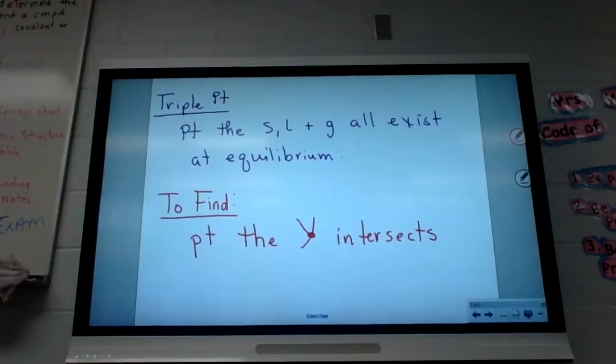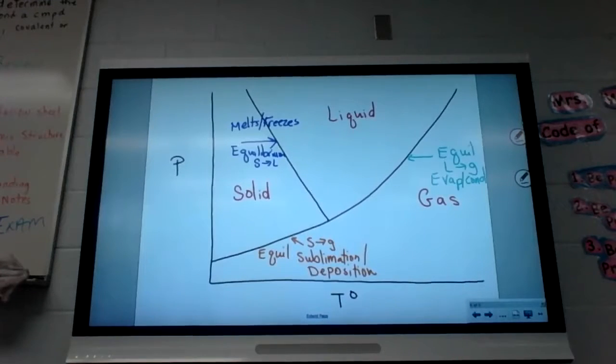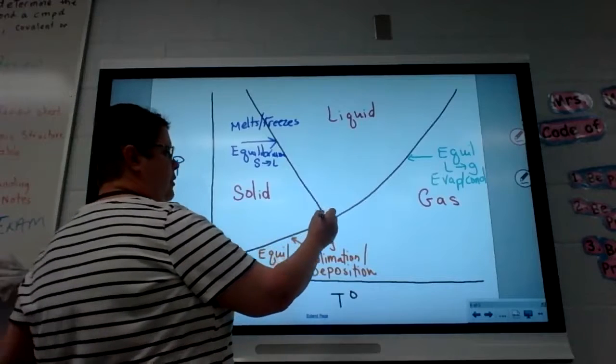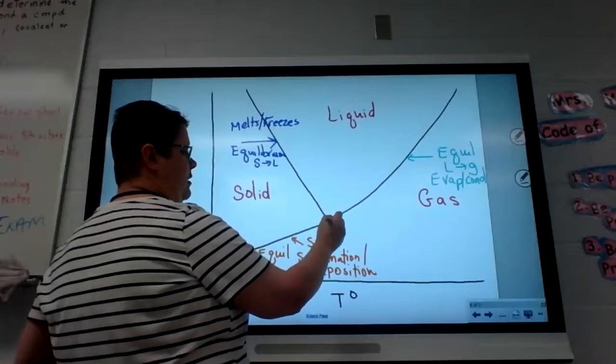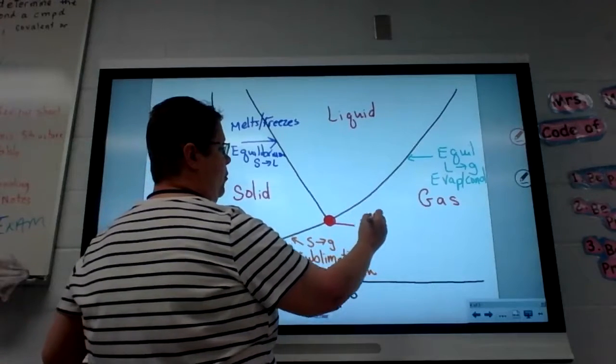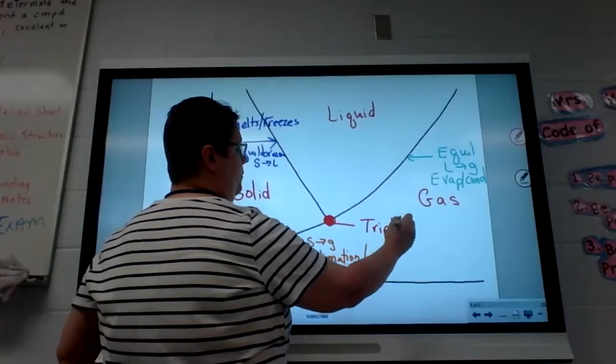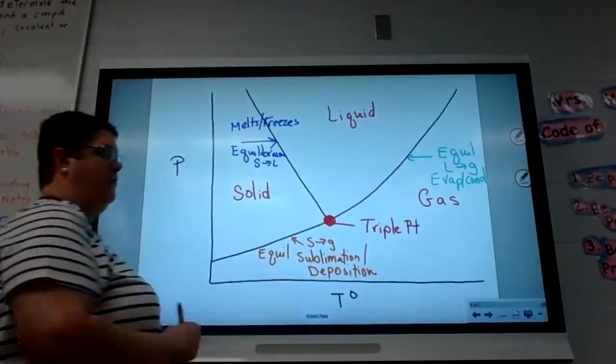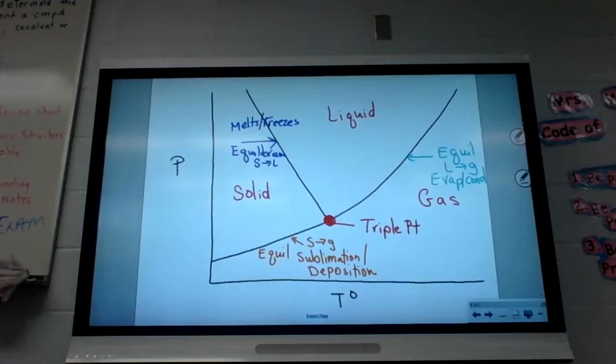All right, so if we go back to the graph, we labeled this just a second ago. All right, here's the point it intersects. So this would be the triple point. Okay, everybody good with that? That's the easiest one to find.